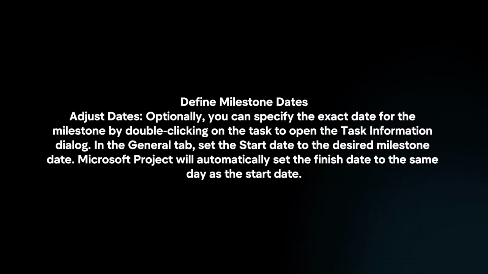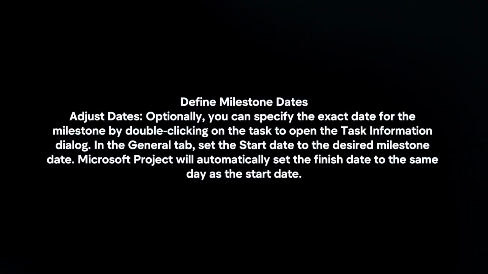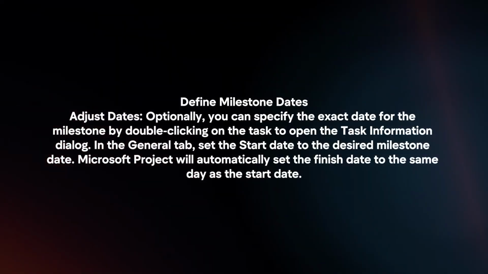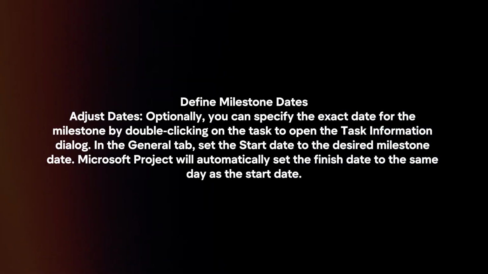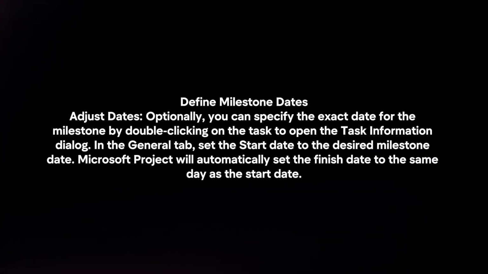Define milestone dates. Adjust dates. Optionally, you can specify the exact date for the milestone by double-clicking on the task to open the Task Information dialog. In the General tab, set the start date to the desired milestone date. Microsoft Project will automatically set the finish date to the same day as the start date.